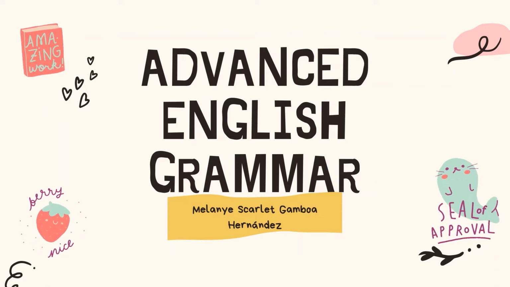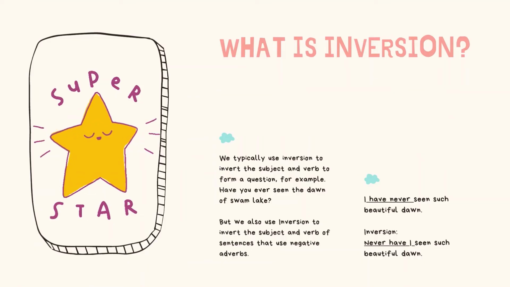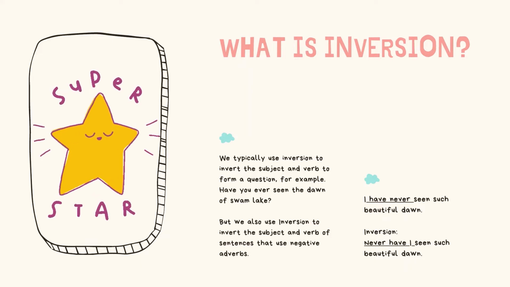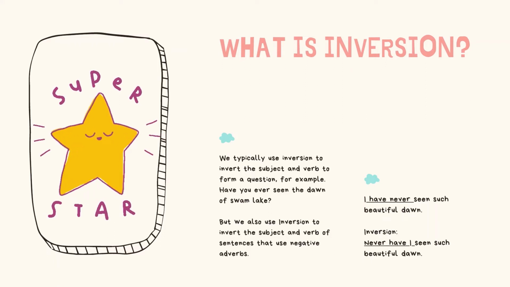My name is Melanie and today we are going to see some advanced English grammar, and the topic is inverted word order or inversion. First of all, what is inversion? We typically use inversion to invert the subject and verb to form questions. For example, have you ever seen the dome of Swan Lake?